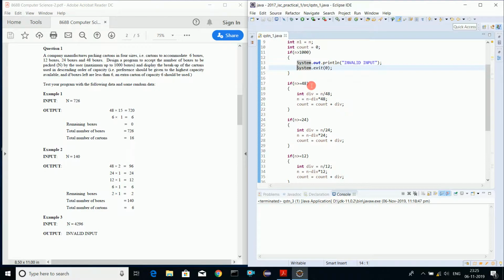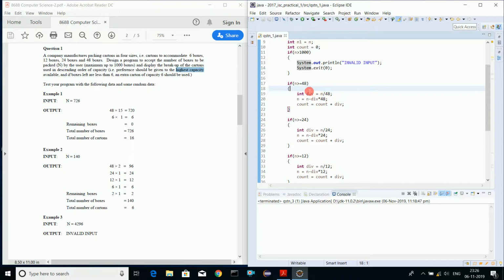If the total number of boxes given by the user is greater than or equal to 48, we'll first divide it by 48, because it is said that preference is given to the highest capacity available. The highest capacity available is 48 boxes per carton. So I'll divide it by 48. This will give us the quotient. As you know, 49 divided by 48 will give us 1 rather than 1 point something. It does not give a decimal result, it gives a whole number result.